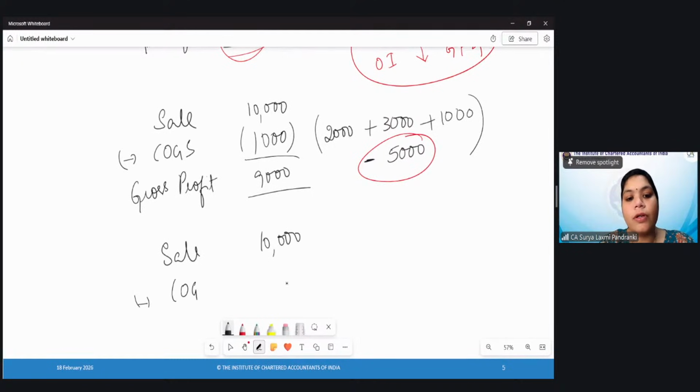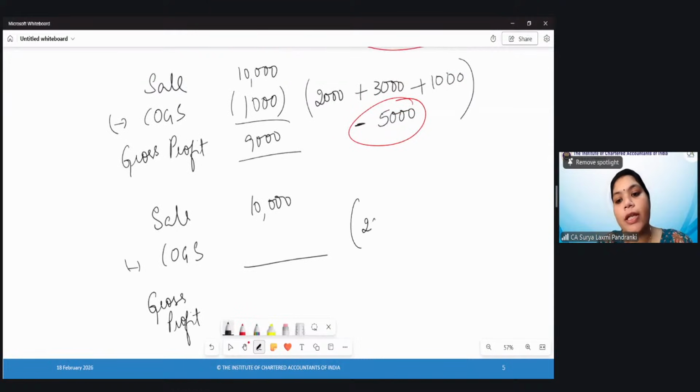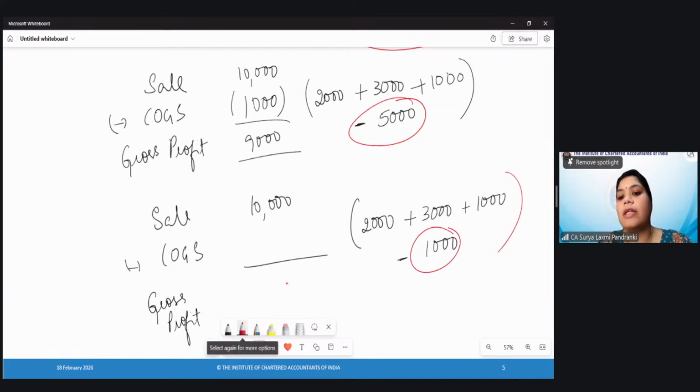Cost of goods sold, and then you have your gross profit. So I'm again changing only closing inventory. I'm not changing anything else. 1000. Now what is the answer? 2000 plus 3000 plus 1000, 6000, minus 1000 is 5000.